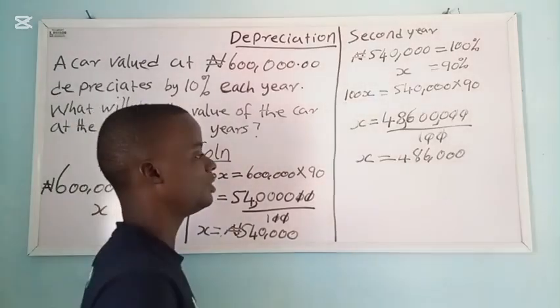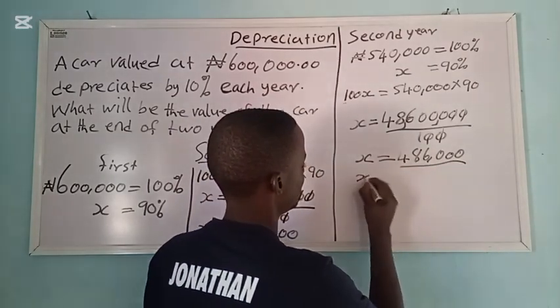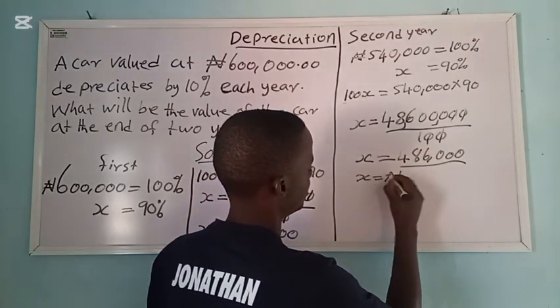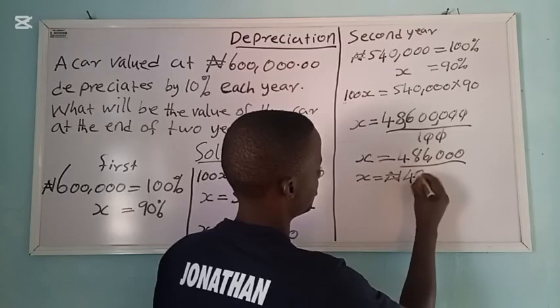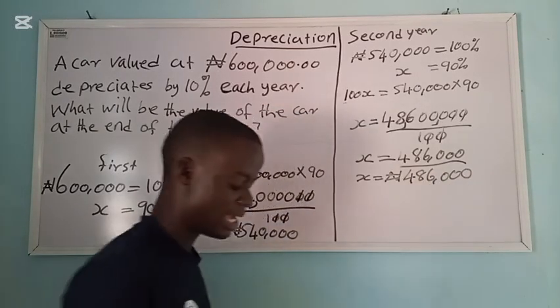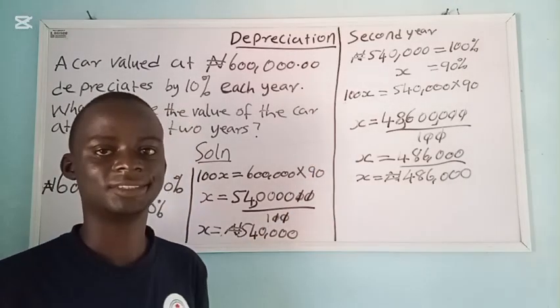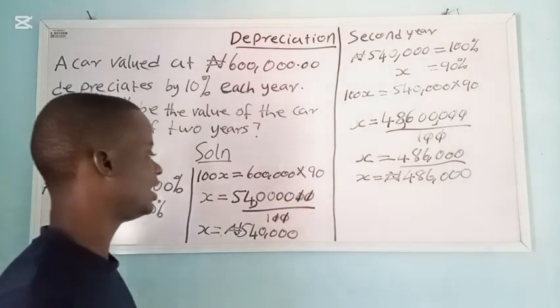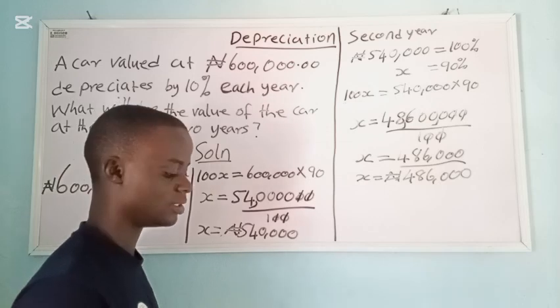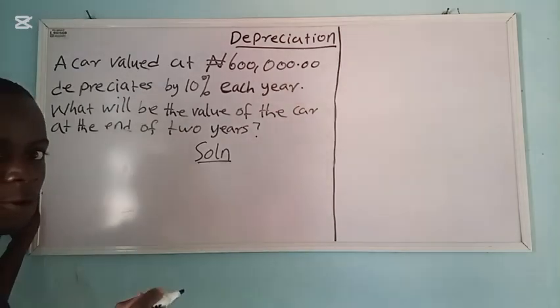So now the value, they ask what will be the value of the car at the end of 2 years. So this will be the value of the car at the end of 2 years. Let me write it boldly. This will be the value of the car. So now there is another way to solve this. Let me show you the second method to use.